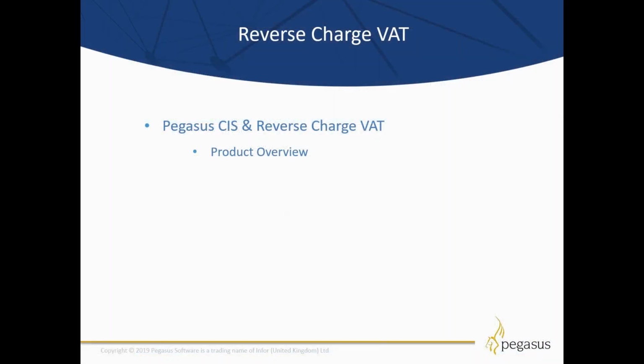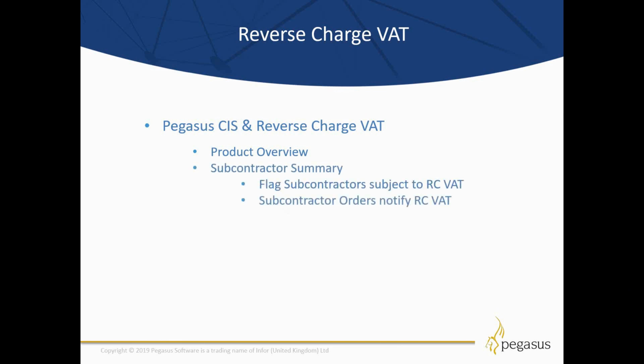Let me just summarise what we've just seen in the subcontractors module. This version of Pegasus CIS allows us to mark subcontractors as being subject to reverse charge VAT. We can do this on the subcontractor record, or we can assign this on an individual subcontractor order. And when we print that order, it states that the contract is subject to reverse charge VAT as required by these new regulations.